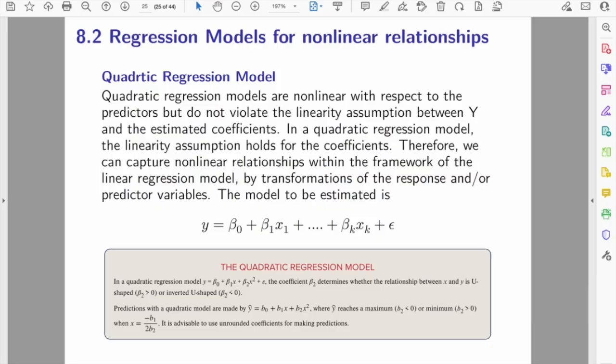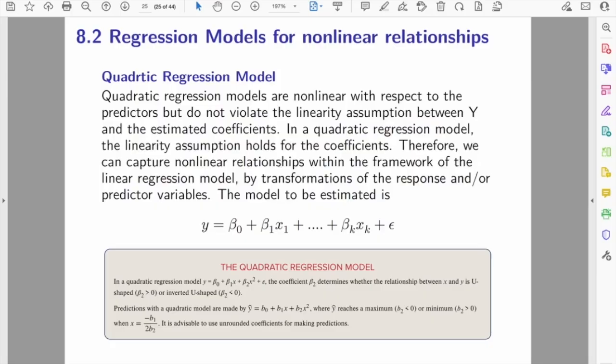After we finish the interaction relationship, we are going to have examples about non-linear relationships. In many applications, the relationship between the variables cannot be represented by a straight line. And we can capture many interesting nonlinear relationships within the framework of the linear regression model by simple transformations of the response and/or the predictor variables. We're going to see how to do transformations for the response or the predictor variables, or both of them. The first part we're going to discuss is how to build a quadratic regression model.